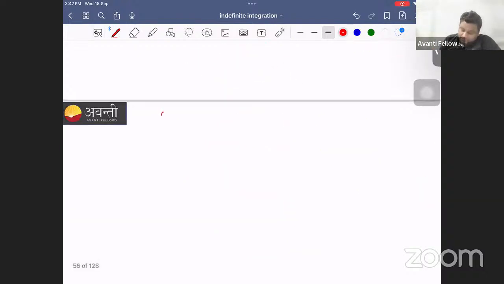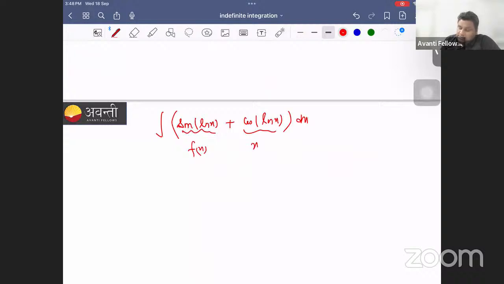See another question. Again, if you see that this is f(x), then you will see this is x f'(x). So the answer is simply what? x f(x). So x times sine of x. Got it? Am I clear?